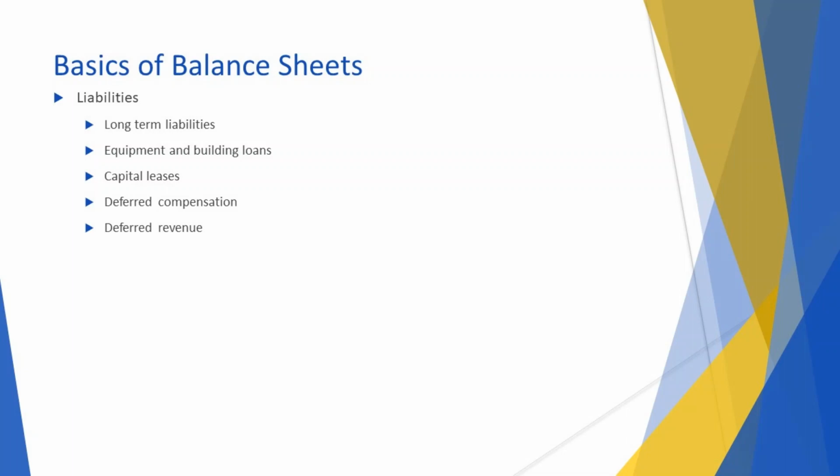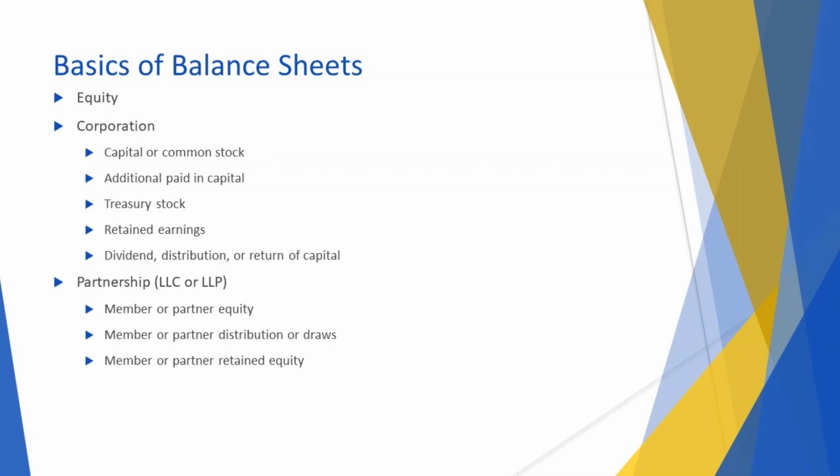The next section will be your long-term liabilities. These are debt obligations that will not be paid off within 1 year. Long-term liabilities include equipment and building loans, capital leases, deferred compensation, and deferred revenues. Someone just asked me about how to treat Section 1033 insurance proceeds. That's an example of deferred revenue.